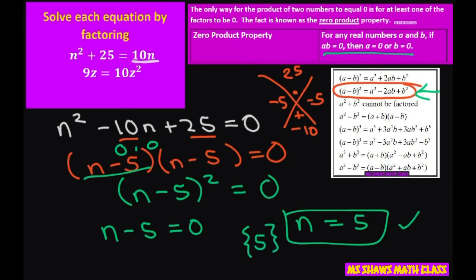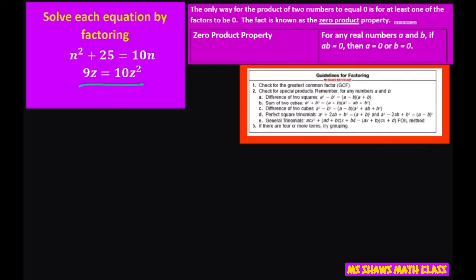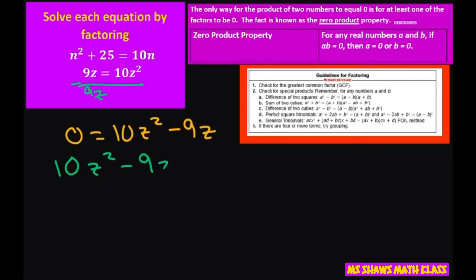All right, for the next one, let's write this in standard form. So I'm going to subtract 9c from both sides. So I get 0 equals 10c squared minus 9c. You can switch this around and write this as 10c squared minus 9c equals 0, whatever works for you.